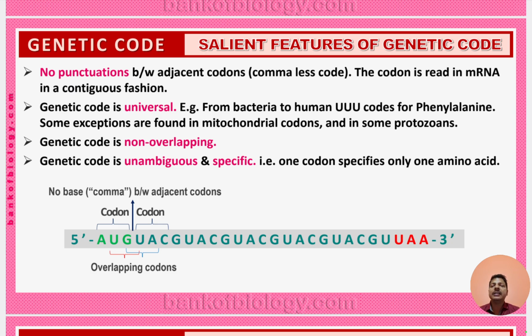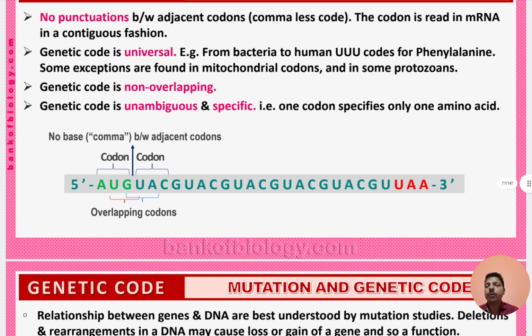The genetic code is non-overlapping. The genetic code is unambiguous and specific, that is, one codon specifies only one amino acid. As you can see, there is no comma between the adjacent codons and no overlapping, and you can see there are two codons present in a contiguous fashion.